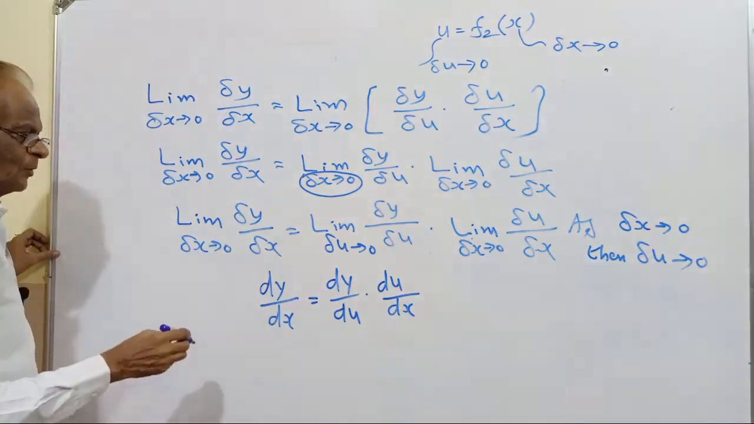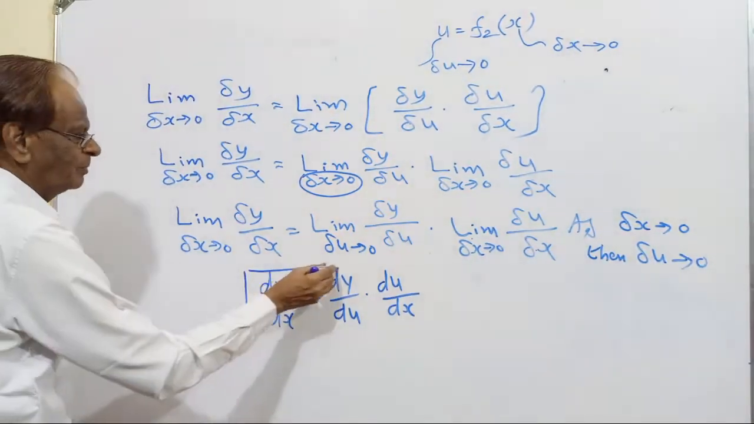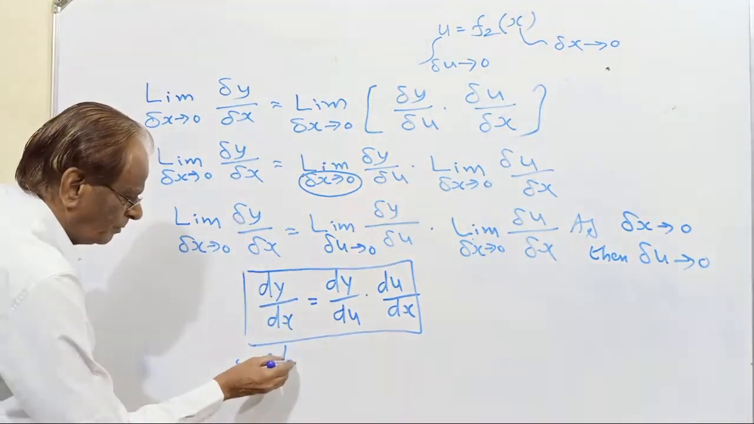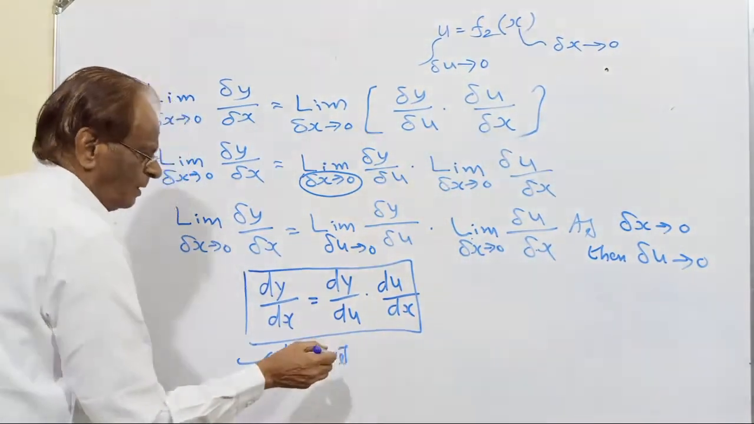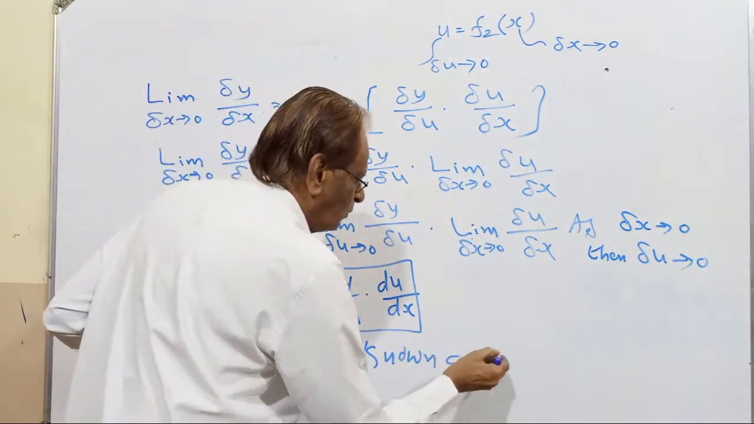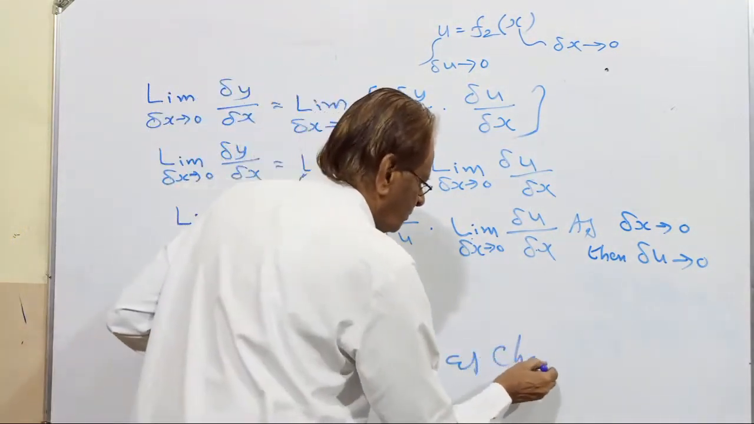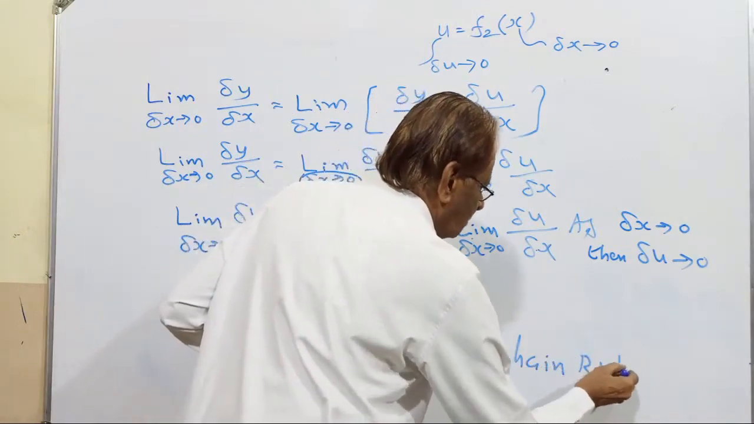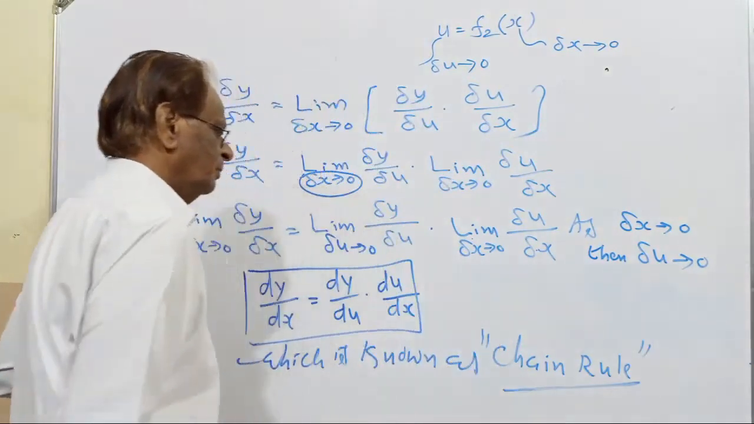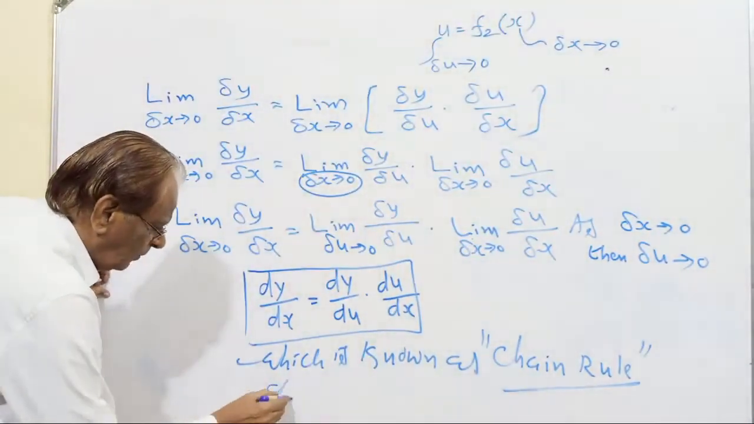Denominator delta x approaches 0. Which is known as the sign of differentiation.